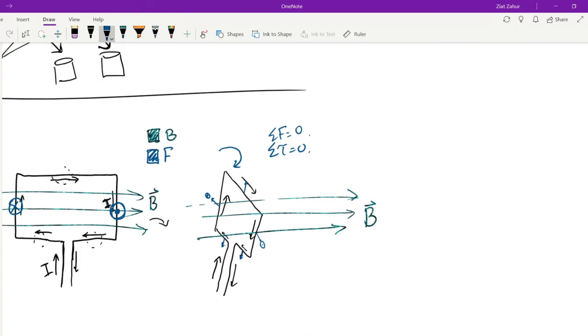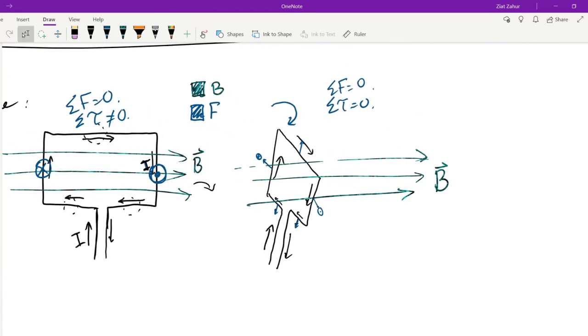Okay. Here, the net force is 0, yes, but the net torque is not 0. Oh, he's right. Yeah, thanks. Thanks, bud.